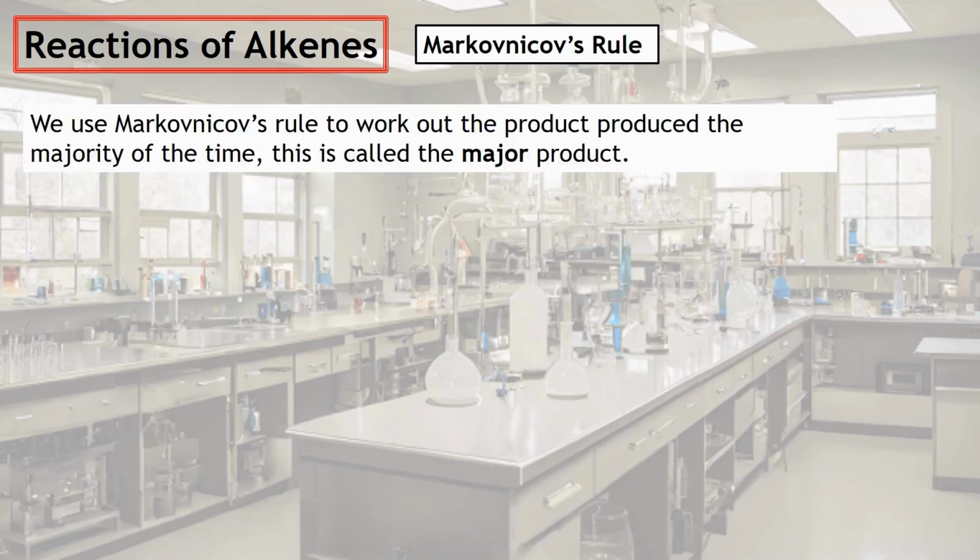So, Markovnikov's rule is a general rule that we use to work out which of these products will happen more often. In any chemical reaction that we carry out, there are thousands, if not millions, of molecules reacting at one time. When we talk about the major product, we think that if we took 1,000 reactions, the major product would be the one formed 700 times, compared to the minor product, which would be formed 300 times.